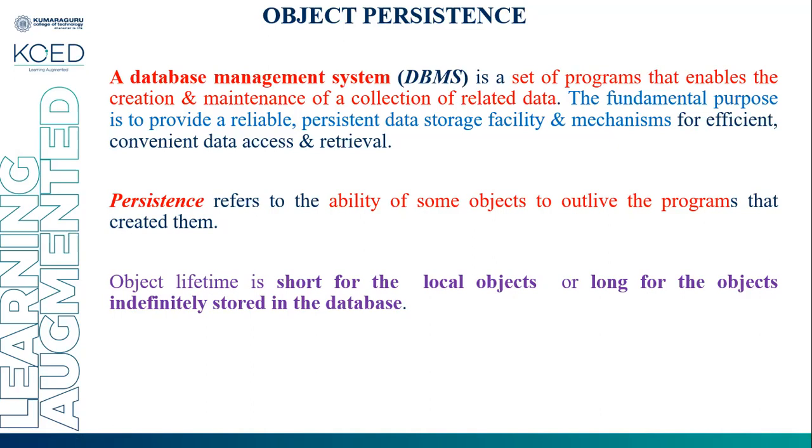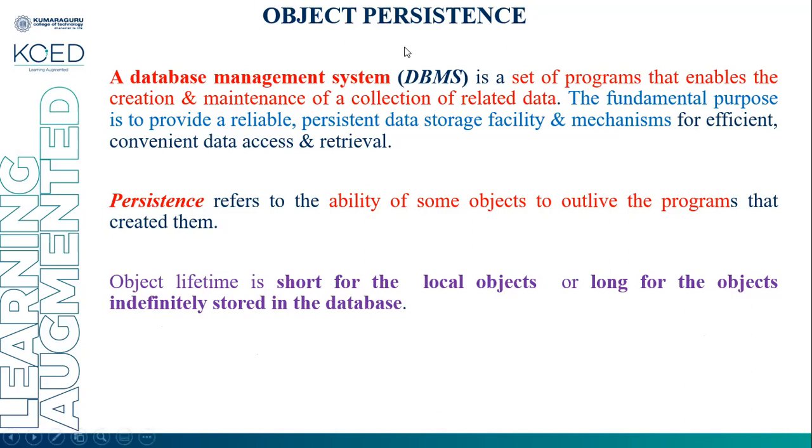Object lifetime is short for local objects, or long for objects indefinitely stored in the database. When an object is stored indefinitely in a database, its lifetime will be longer than that of the program that created it. This is known as persistence. So we need a storage to store the objects also, and that leads to persistence.